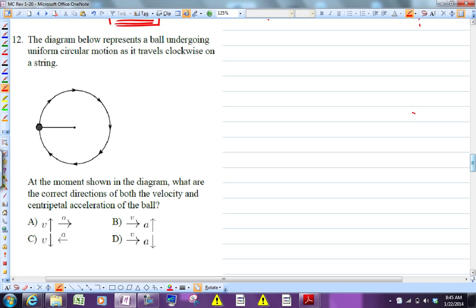Number 12 is just a straightforward direction. In centripetal motion, what's going on is the object would go in a straight line. It would go in the direction of its velocity, its tangential velocity, velocity at tangent. If I was to cut this cord, it would go this way. But there's a force pulling it towards the center. So there's a centripetal force towards the center, and the acceleration is towards the center. Even though it's not speeding up or slowing down, it is accelerating because it's changing direction. So that's going to be choice A here.